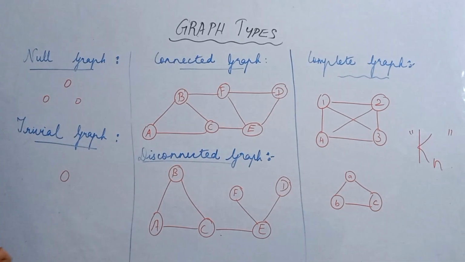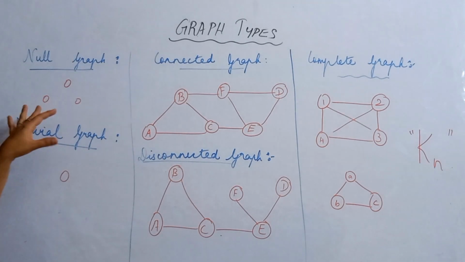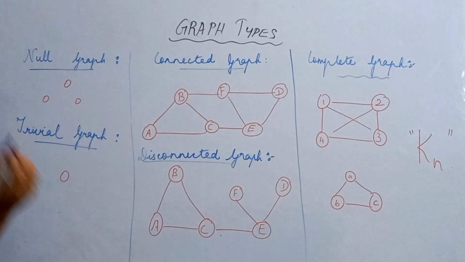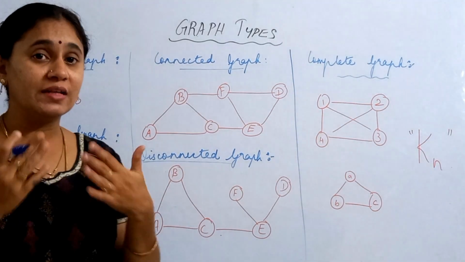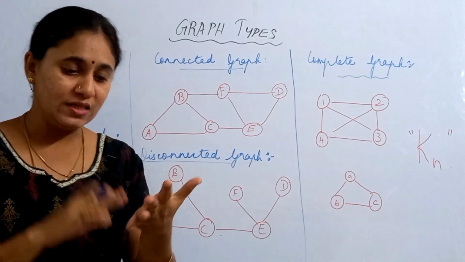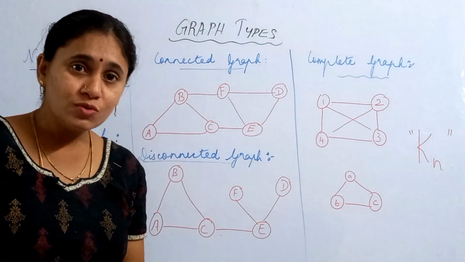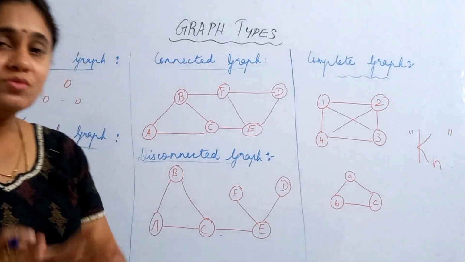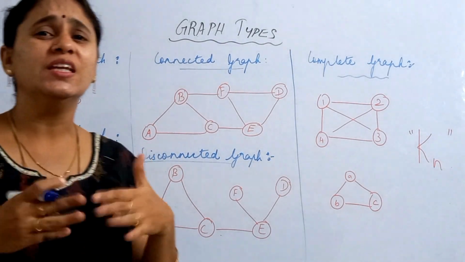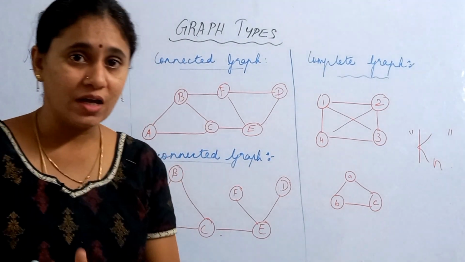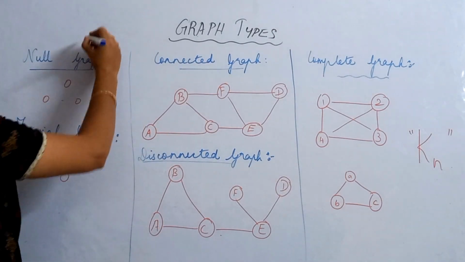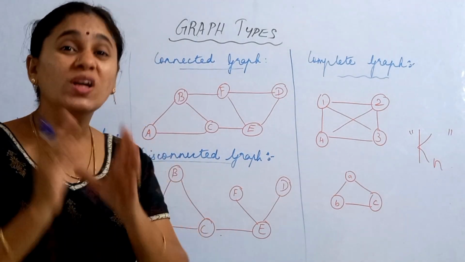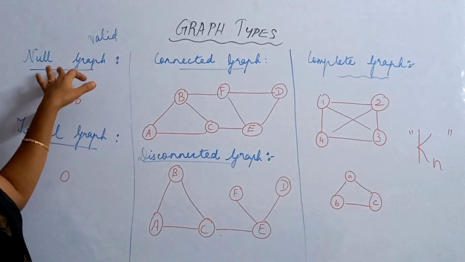Can you find the meaning of a null graph by seeing this diagram? This graph doesn't have any edges, isn't it? Normally a graph will have a combination of edges and vertices. But there are also possibilities of a graph without edges. Suppose a graph is present without any type of edges, then that type of graph is called a null graph. It is also a valid graph. A graph with only vertices and no edges is called a null graph.